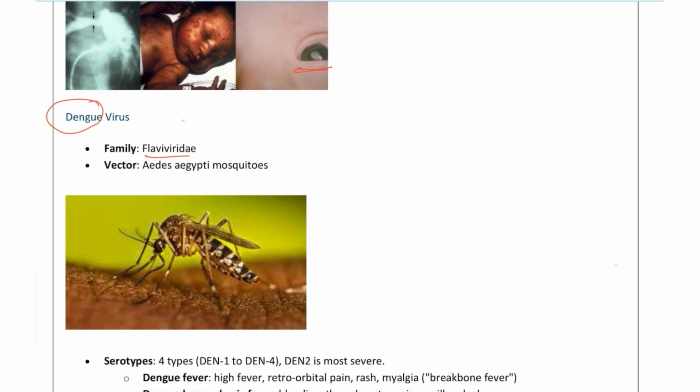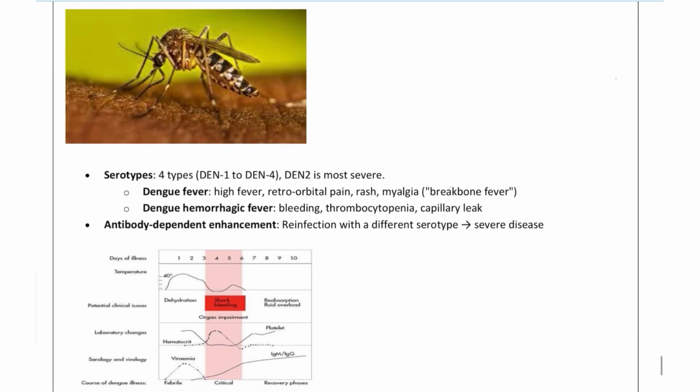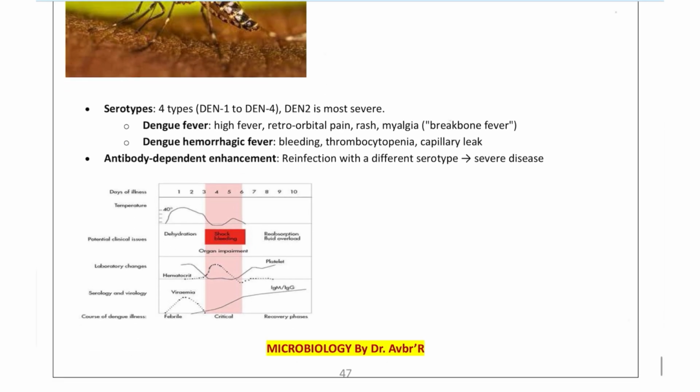Dengue virus, Flaviviridae, Aedes aegypti is the vector that is associated, and dengue virus has four types. In a lifetime, every person can get dengue four times. Then type two is considered to be the most severe, and it can cause fever, hemorrhagic fever, and if it progresses, it can cause shock also. Dengue hemorrhagic shock syndrome is also seen.